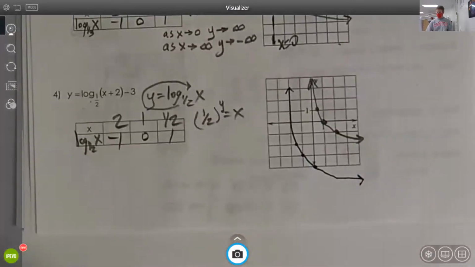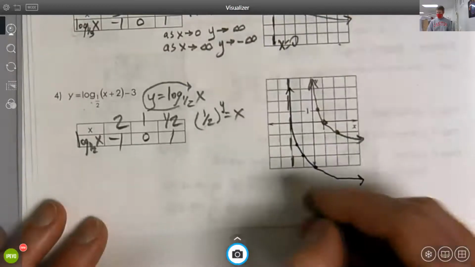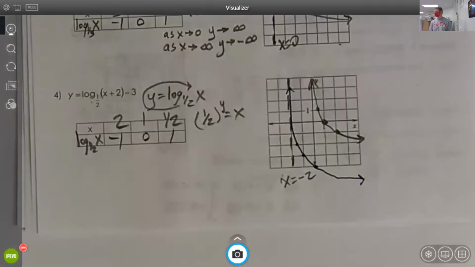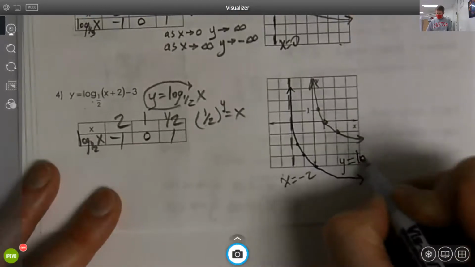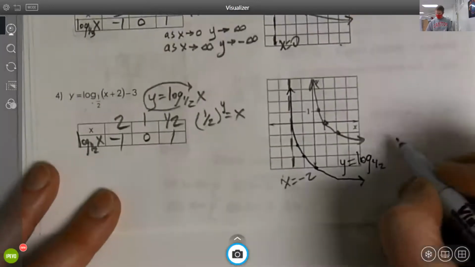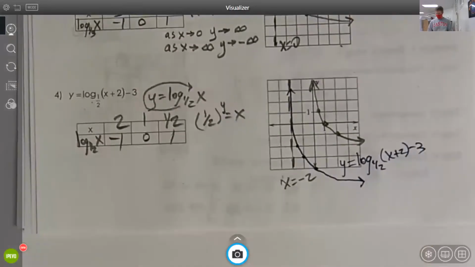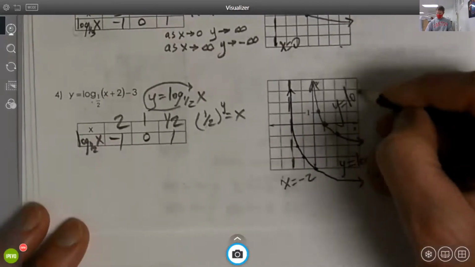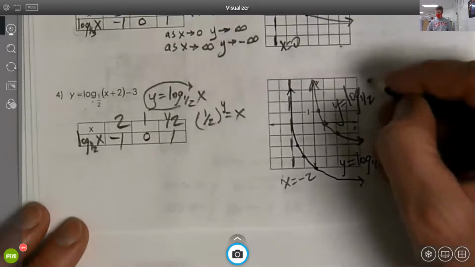When we do that, we have our asymptote that we're approaching. This is x equals -2. Our equation is y equals log base 1/2 of x plus 2 minus 3. And of course, our first one was log base 1/2 of x.